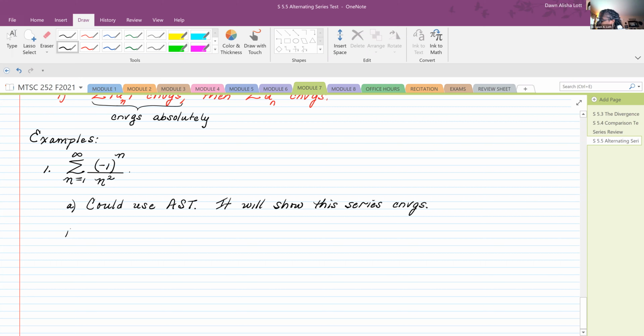But for B, let's look at the sum n equals 1 to infinity of the absolute value of minus 1 to the n over n squared. So this is the sum n equals 1 to infinity of 1 over n squared. Now, does this series converge or diverge? Can anybody tell me quickly whether this series converges or diverges?